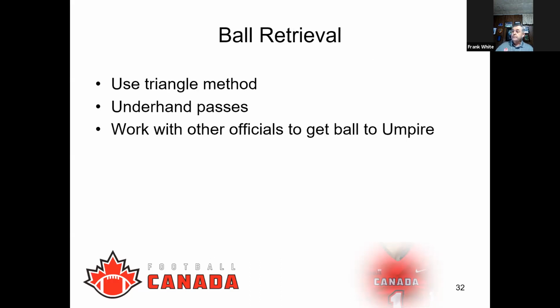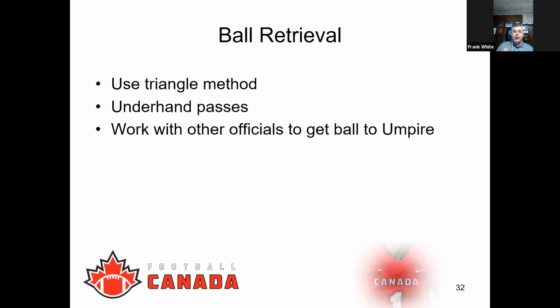Ball retrieval is, as I said earlier, really important because we want to try to keep the flow of the game moving, and you're going to use the triangular method. From the sideline, you're probably going to go to your back umpire or field judge. If you're working a 5 official crew, maybe to your umpire, and then they can toss it back into the middle of the field to be spotted in at the hash marks or where the point of last scrimmage was.